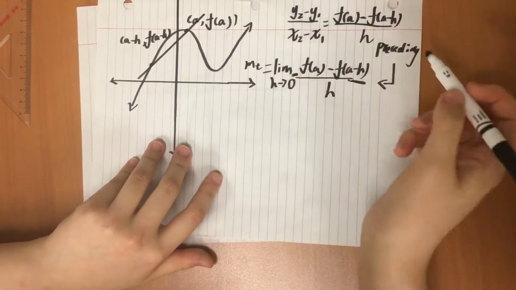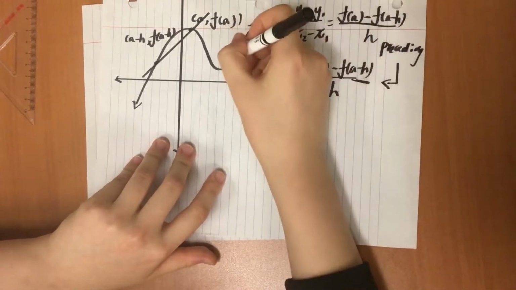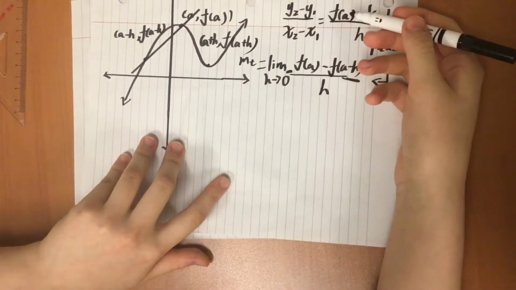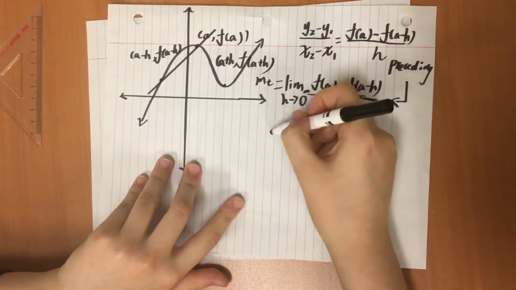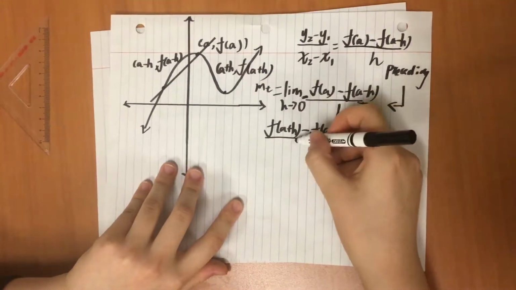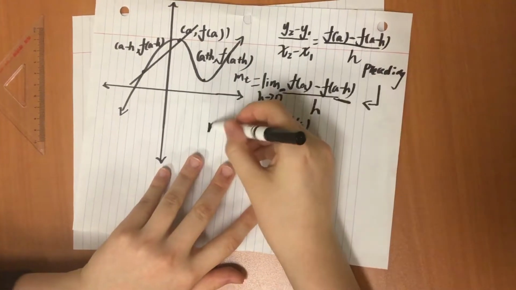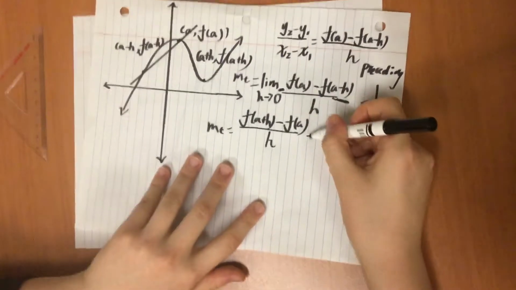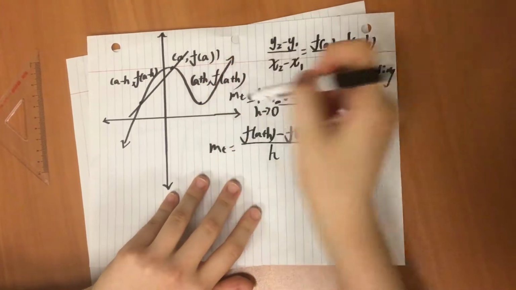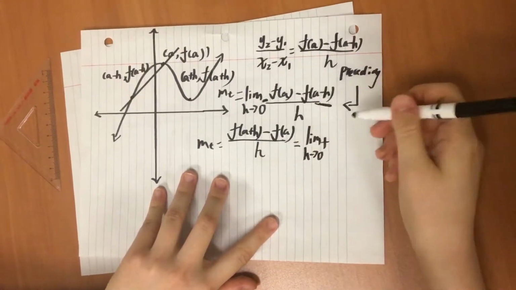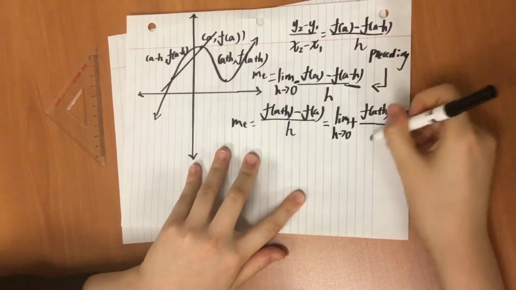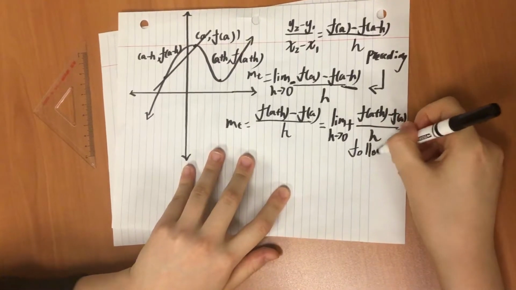And now we do the same thing for the following interval. We can find another point called a plus h, f(a plus h), and we do the same thing as this one. y2 minus y1 in this one is equal to f(a plus h) minus f(a), and at the bottom is still h. And we change this into the limit formula. It's limit h approaching 0. This one is approaching the original point from the right side, the positive side, so we put a plus here. And at the bottom, it's the same. This is the following interval.